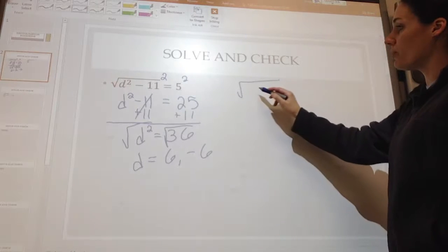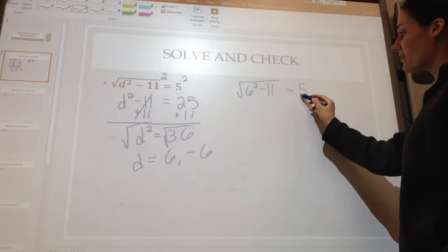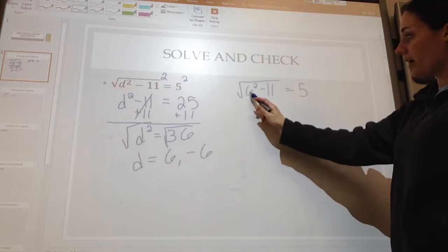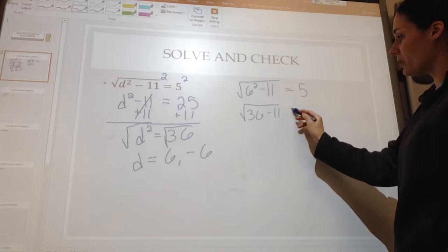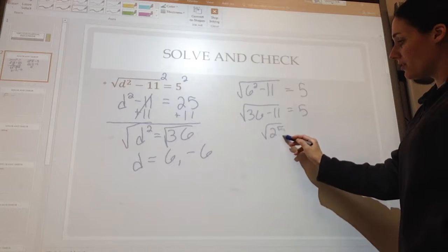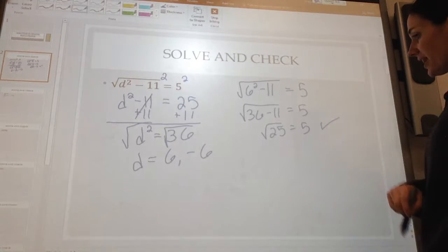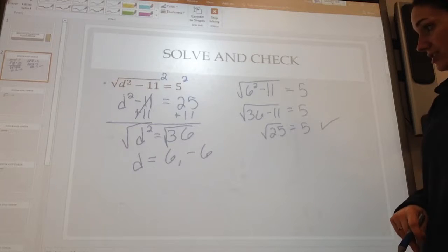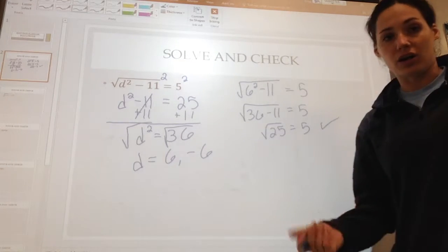We've got the square root of 6 squared minus 11, and I need to see if that's equal to 5. Exponents come first, so I've got the square root of 36 minus 11 equals 5. Well, 36 minus 11 is 25, and the square root of 25 really is 5, which means that one works. So 6 really is a solution. It worked in the check, so we're not going to call that extraneous. We're going to call it a solution.